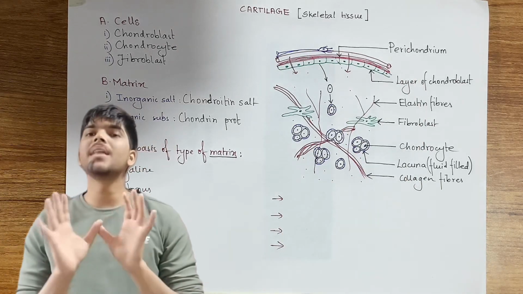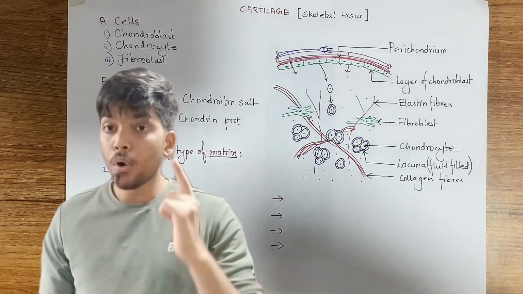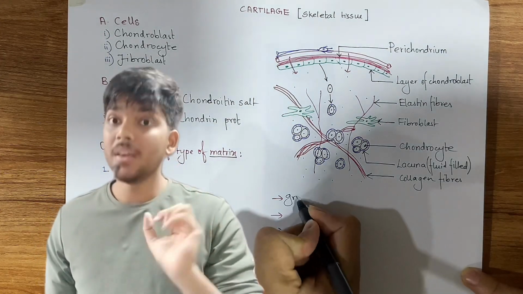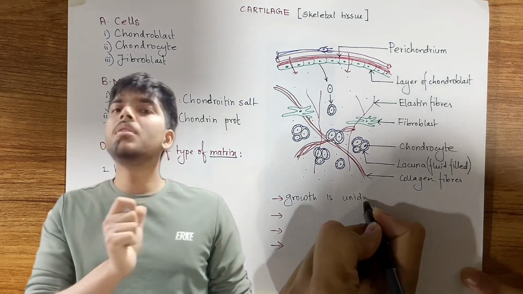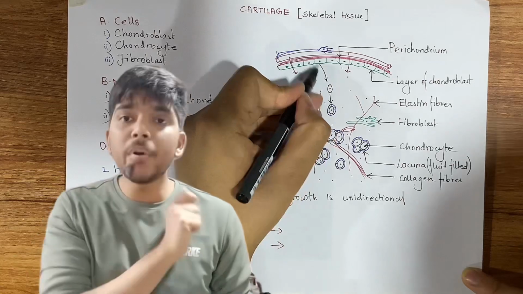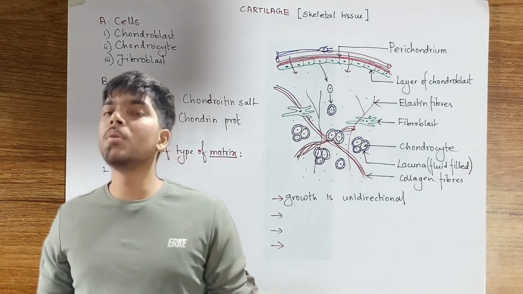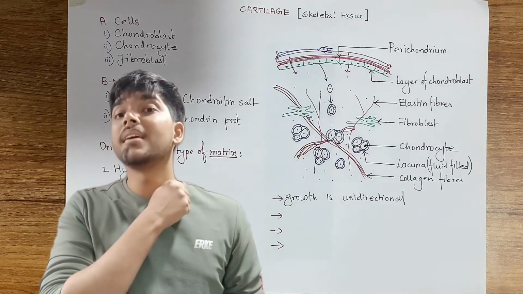Okay, now let's look at the typical features of a cartilage. Number one, growth is unidirectional. Why? Because there's a single layer of chondroblast cells. So the formation of chondrocytes from chondroblast takes place from only one particular direction. That is, growth takes place from only one direction. That is, growth is unidirectional.